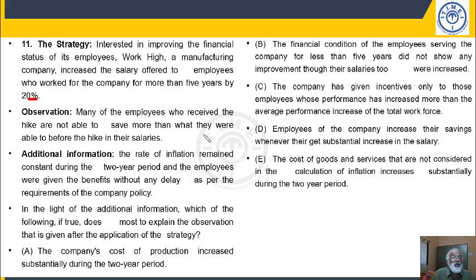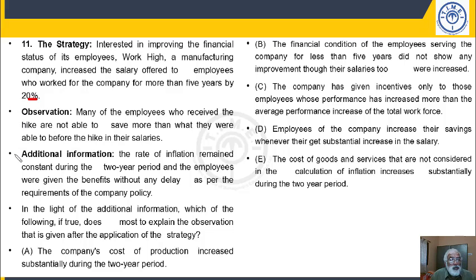Okay. Additional information. The rate of inflation remained constant during the 2-year period and the employees were given the benefits without any delay as per the requirements of company policy. But that means I understand that the rate of inflation actually ensured that the 20% increase was wiped out. It all went into expenditure and nothing went into saving. So that being the case, what are we looking at? In the light of additional information, which of the following, if true, does most to explain that which is given after the application, which means gives enough to explain the observation. What would explain the observation?